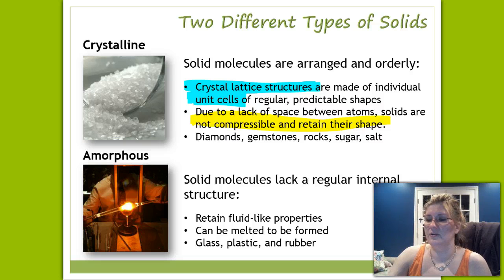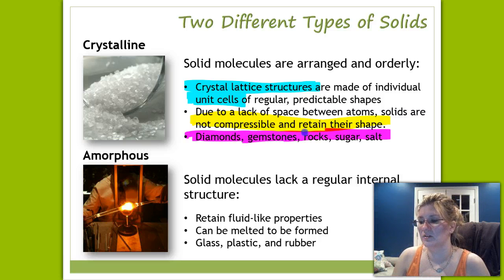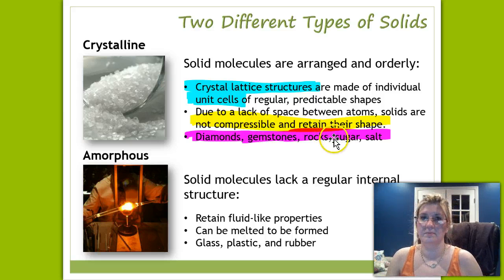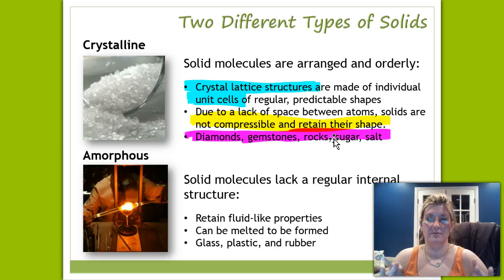So within crystalline compounds, we're looking at diamonds, obviously the hardest substance known to man, and any other kind of gemstones, rocks, sugar, and salt. The one defining feature of all of those is that usually you can see through them. Maybe not rocks, but sometimes, like agates, if you go to a museum, you'll see these really pretty purples and blues and pink rocks, and you can see through slices of them.